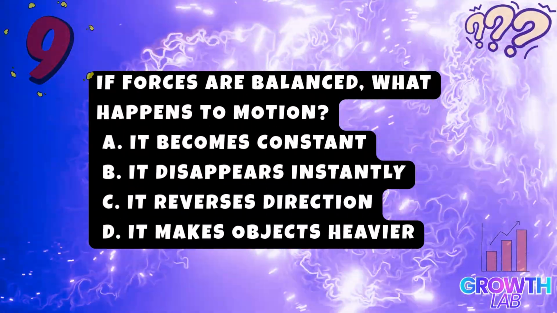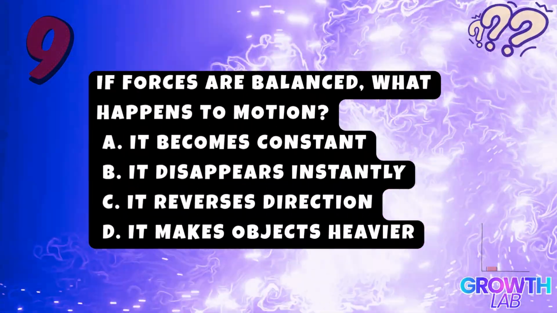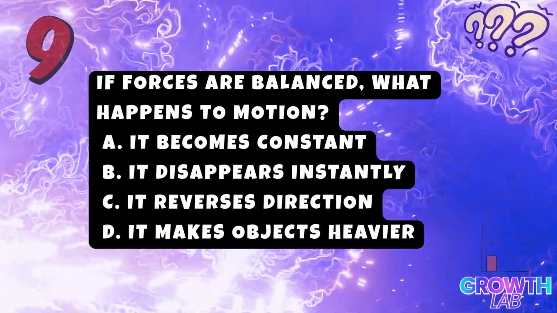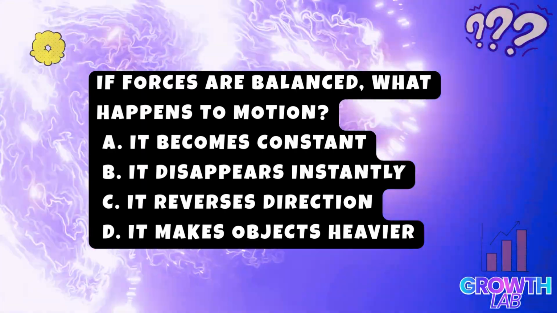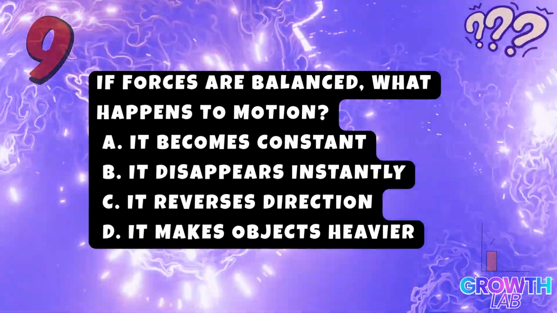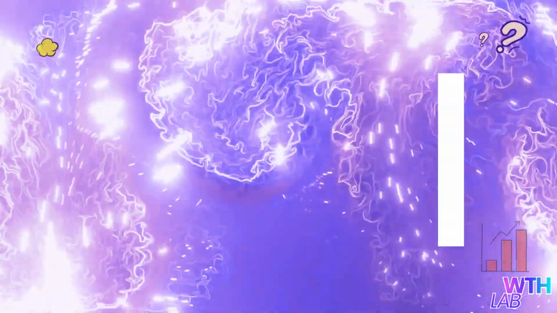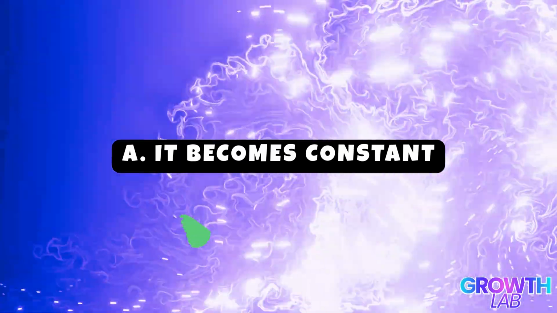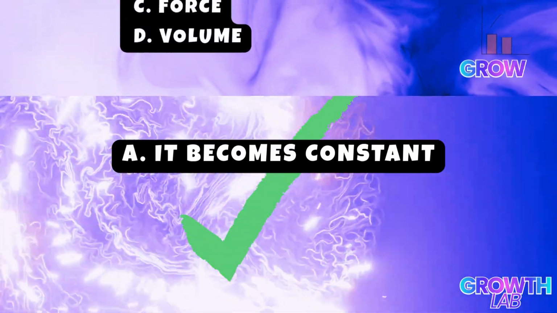Question 9. If forces are balanced, what happens to motion? Answer options are: Option A, it becomes constant. Option B, it disappears instantly. Option C, it reverses direction. Option D, it makes objects heavier. Correct option is option A, it becomes constant. Balanced forces produce no acceleration.